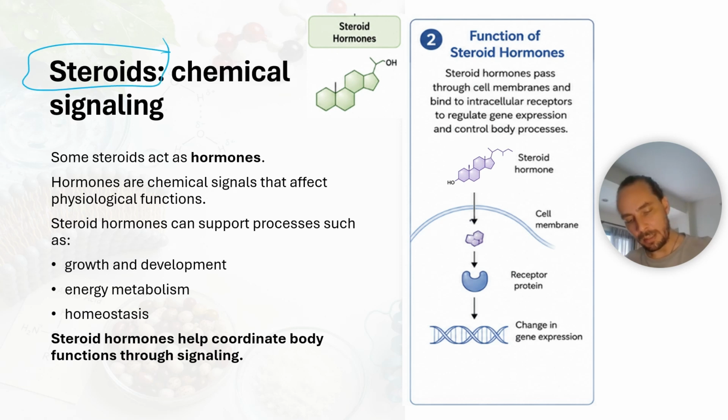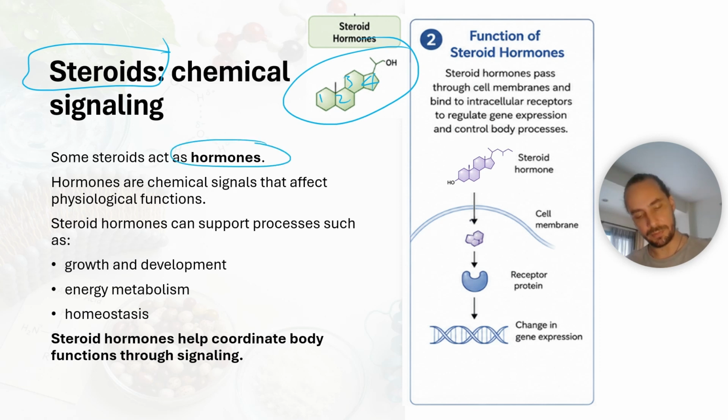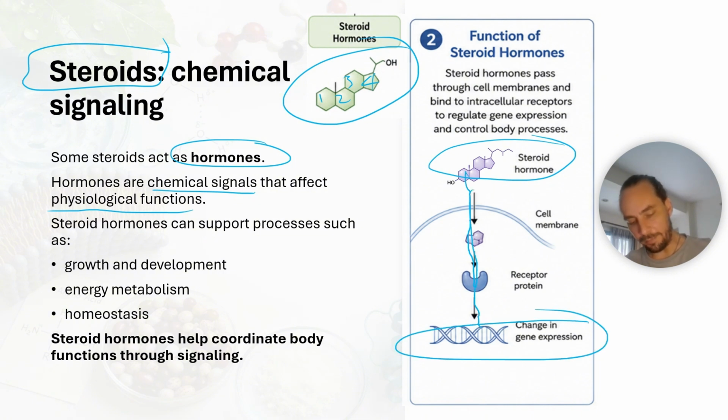Steroids. Okay. Steroid hormones, they have 4 carbon rings, 1, 2, 3, 4, and they can travel freely through the body. So they travel in the bloodstream, from one organ to another. And some steroids act as hormones. Okay, now hormones are chemical signals that affect physiological functions. So the hormone would enter the cell, and then there would be a sequence of events happening, and it would have a biological effect or a change.